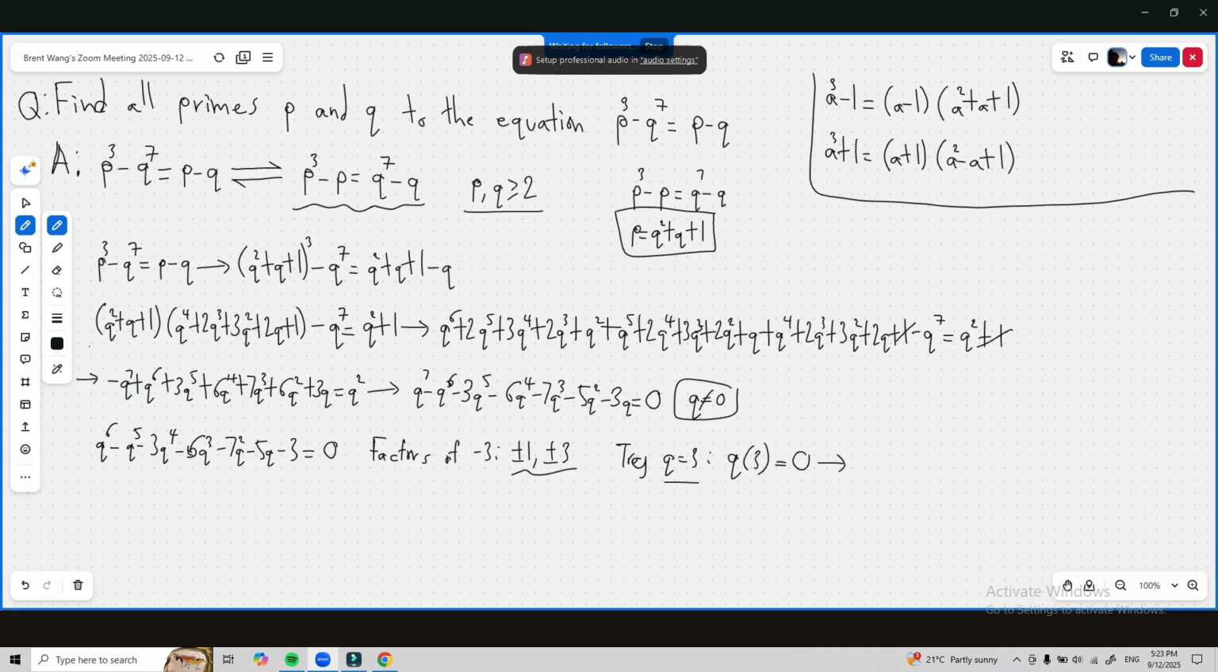And if Q equals 3, then P equals 3 squared plus 3 plus 1 equals 13. So therefore, the only solution to this question, P cubed minus Q to the 7th equals P minus Q, is P equals 13 and Q equals 3.